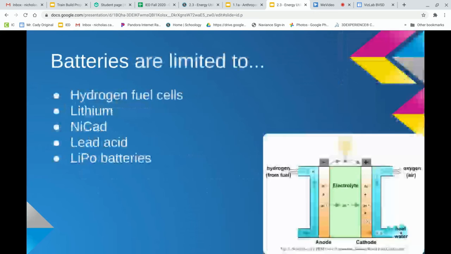Different types of batteries that you might be familiar with. Hydrogen fuel cells are considered a battery because it's stored energy. Lithium batteries, nickel cadmium batteries, lead acid, and lithium, I guess it's potassium, LiPo.